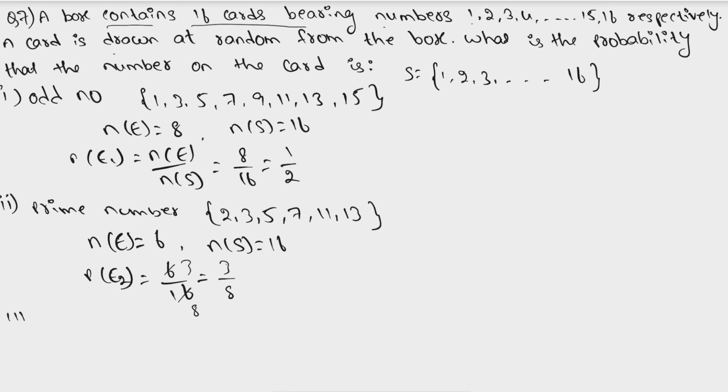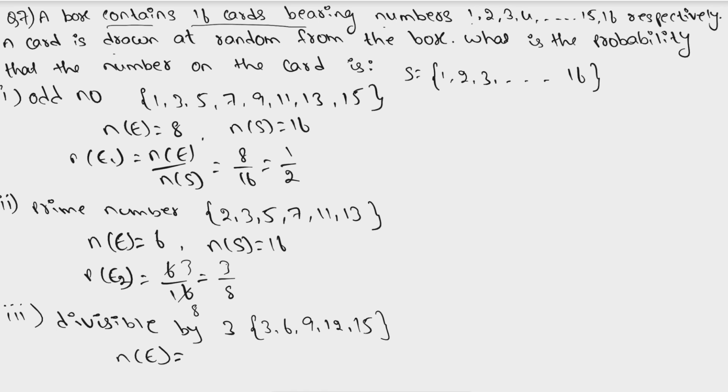Next, we need to find the probability of getting a number divisible by 3. Divisible by 3 is nothing but the multiples of 3, which are 3, 6, 9, 12 and 15 we'll have. So our n of E is equal to how many elements do we have? 5. And our n of S remains the same, which is 16. And the probability of the third event is equal to 5 by 16. So we cannot simplify this.